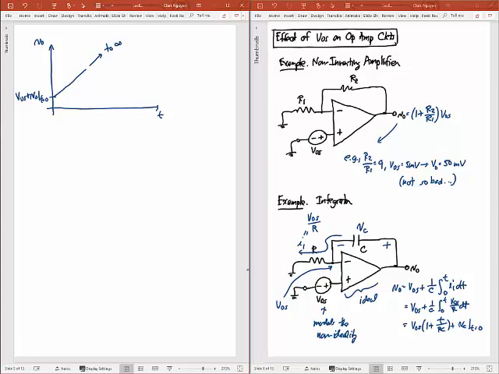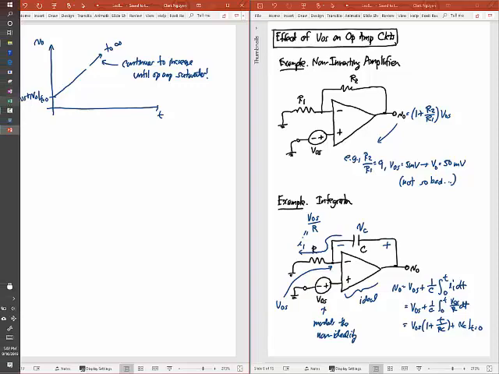It continues to increase until the op-amp saturates. That's a big problem. Okay? So just having this offset voltage in the circuit completely debilitates it. And so we have to do something about that. We're out of time, so let's talk about what we do about it next time. Okay? So I'll see you next time.